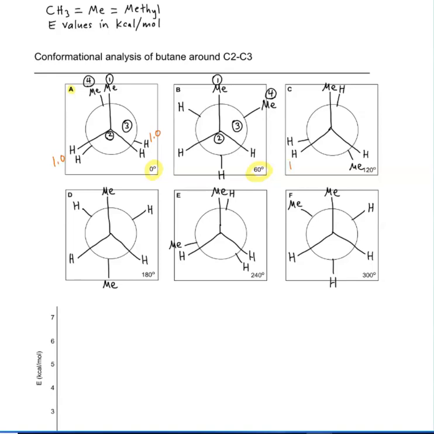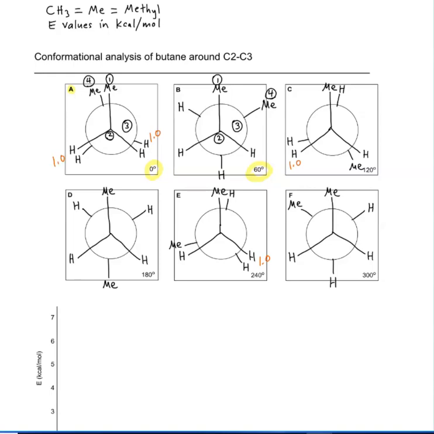And that's this guy right here. So that's 1 kilocalorie per mole. Structure D, again, that's a staggered conformation, so we have no eclipsing interactions. In structure E, there's 1 hydrogen-hydrogen eclipse, so that's 1 kilocalorie per mole. And then finally in structure F, again, it's staggered, so there are no eclipsing interactions.